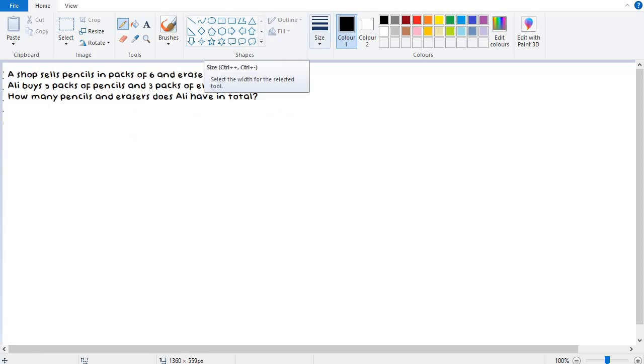A shop sells pencils in packs of 6 and erasers in packs of 4. Ali buys 5 packs of pencils and 3 packs of erasers. How many pencils and erasers does Ali have in total?